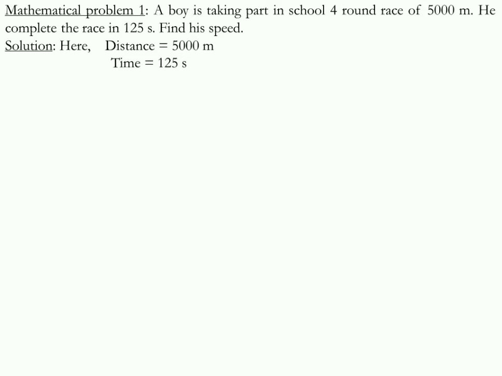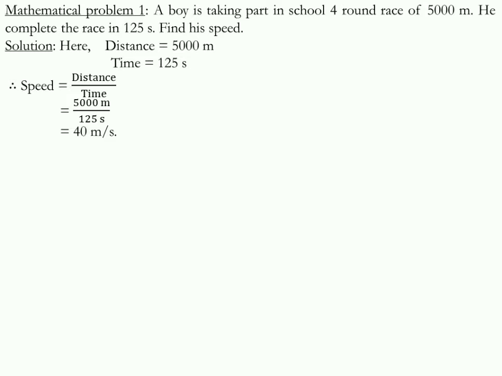Now in the solution, the distance is given and the time is given. We are just copying that. Distance equals 5000 meter and time equals 125 second. Now the formula for speed is distance by time. As it has no specific direction, we can call it distance, not displacement. So 5000 meter divided by 125 second, that should be the speed. After calculation, we get 40 meter per second. So the speed of the boy is 40 meter per second.